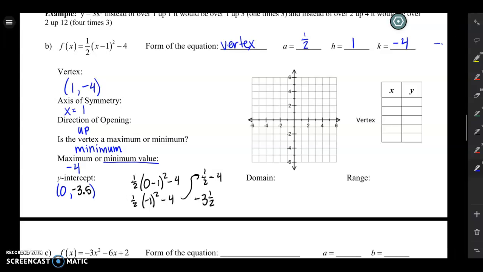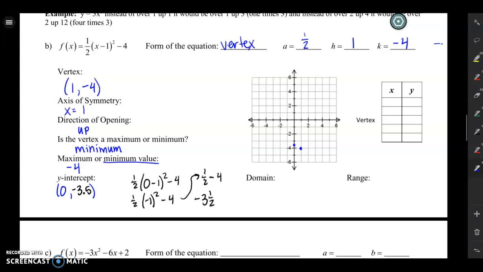So if I wanted to start graphing, I know a couple points that I could graph. I know that I could graph my vertex, so over 1 down -4. And I could graph my y-intercept, which is 0, -3.5, sorry. All right. Let's just go ahead and start graphing our parabola then, and then we'll look at our table and our domain and range.